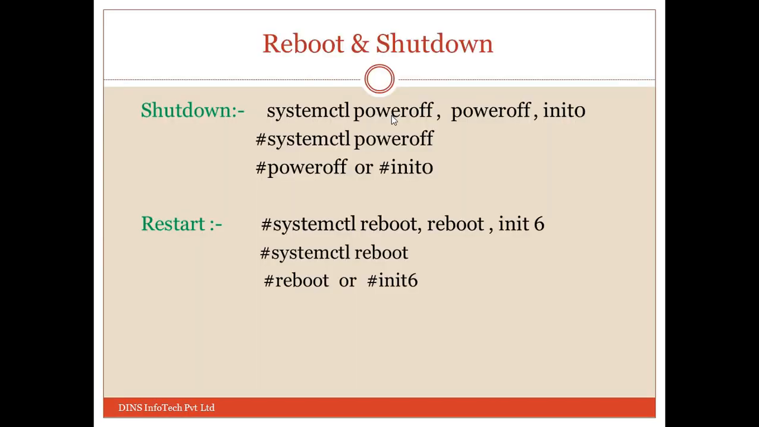Next we'll discuss how to shut down and reboot the system. We have a command systemctl poweroff for shutdown, but we can power off the system using only the poweroff command. This poweroff command is a symbolic link or soft link for systemctl poweroff. One more option to power off the system is init 0. We used init 0 in RHEL6, but this init 0 is a symbolic link for systemctl poweroff. It's just for backward compatibility.